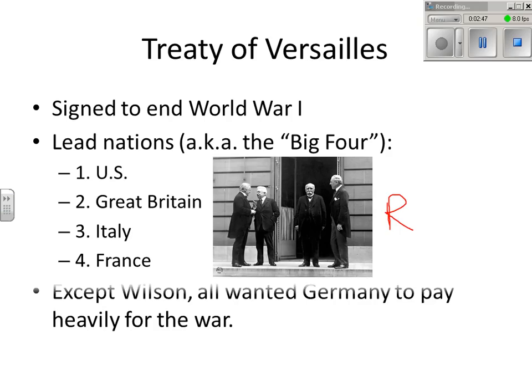Now, here is an important point. The other three countries all wanted to punish Germany. They laid the blame for causing World War I at the doorstep of Germany, and they wanted to punish them heavily. Wilson stood apart from the other three because he was focused on how we can learn from this, and how we can keep the peace to prevent something like this happening again. But when you look at it, these three countries had a long history of having to deal with Germany throughout the history of Europe. The United States really didn't. So you're looking at different perspectives. They're definitely going to feel slightly different than the United States.